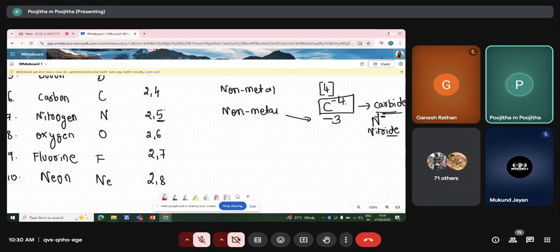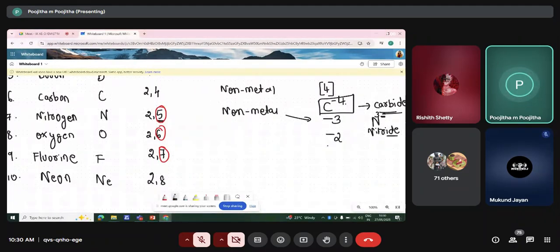Look here, if an element has 5, 6 or 7 electrons in its outermost shell, it has a tendency to gain electrons. So nitrogen gains 3 electrons, so valency is minus 3. Oxygen gains 2 electrons, fluorine gains 1 electron. So they will show negative valency, minus 3, minus 2, minus 1. So oxygen will form the O2 minus ion, which is called oxide. Children, don't write it like this, O2 minus.